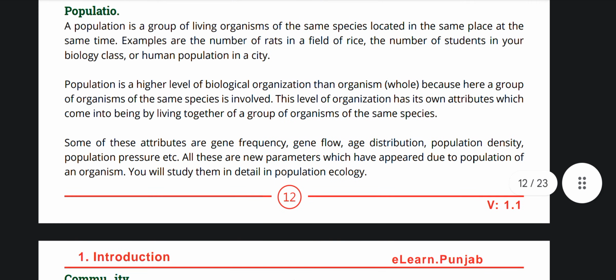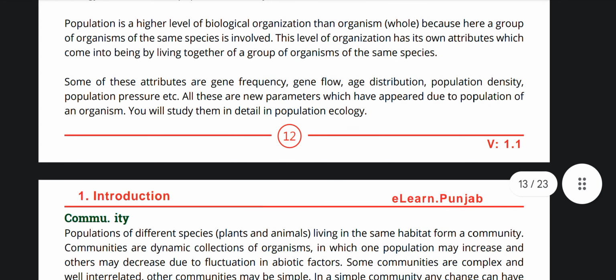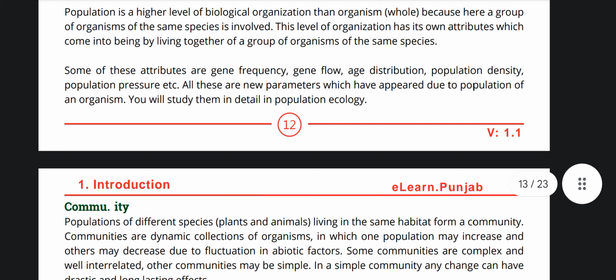Population. A population is a group of living organisms of the same species located in the same place at the same time. Examples are the number of rats in a field of rice, the number of students in your biology class, or the human population in a city. Population is a higher level of biological organization than the organism, because here a group of organisms of the same species is involved. This level of organization has its own attributes, which came into being by the living together of a group of organisms of the same species.